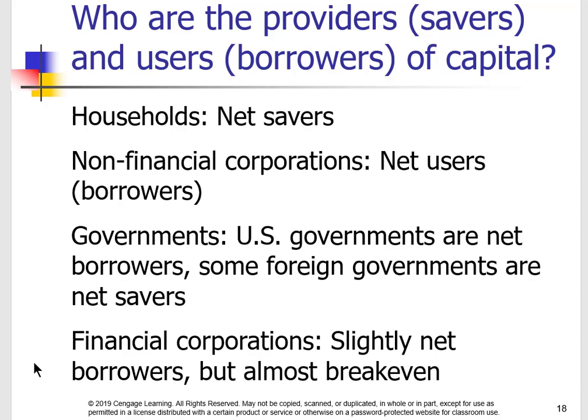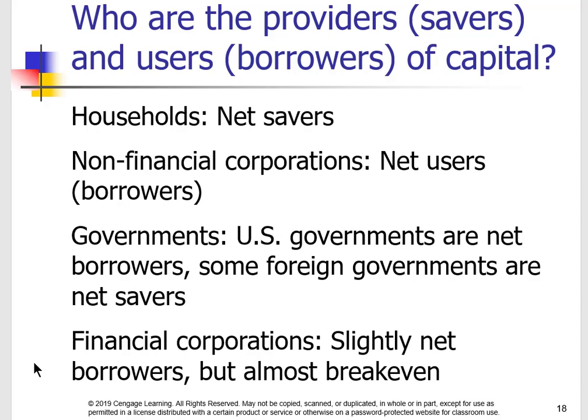Non-financial corporations, right, businesses, are net users. They're borrowers. They typically never have enough money to buy the things that they need, so they are typically net borrowers. Now, the governments are net borrowers. The U.S. government is, but some foreign governments are net savers. In general, let's think about the United States government. We are definitely net borrowers. We spend far more money than we bring in from taxation.